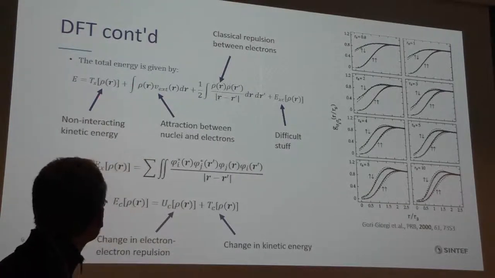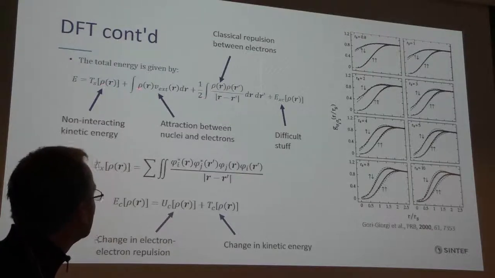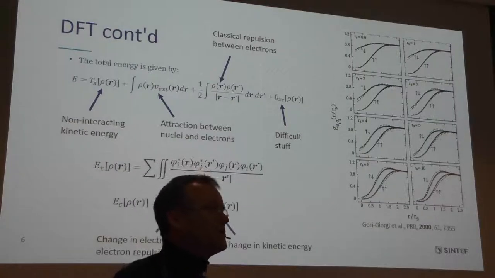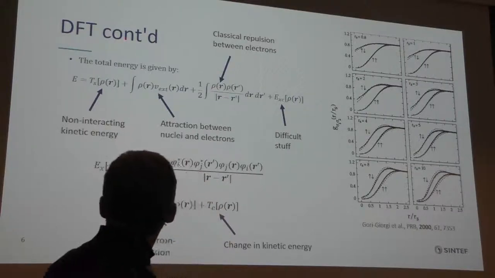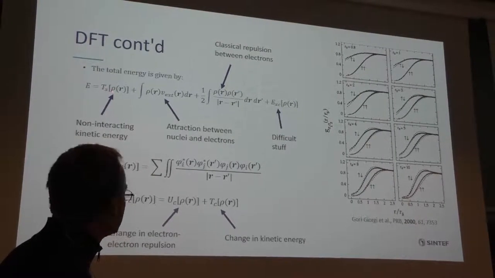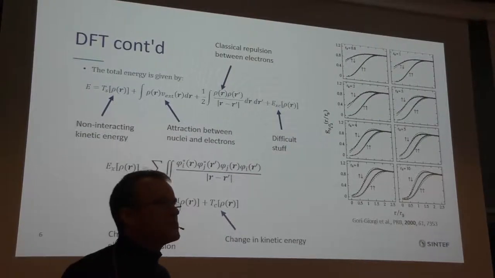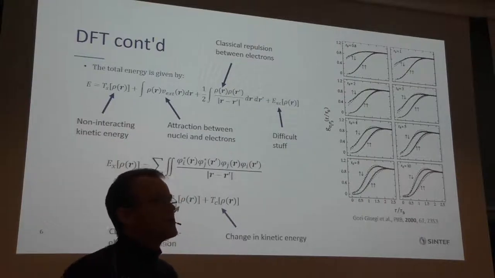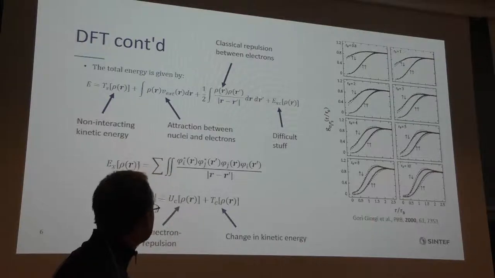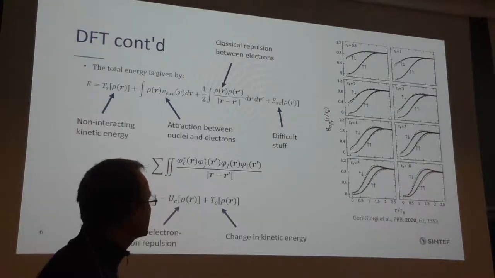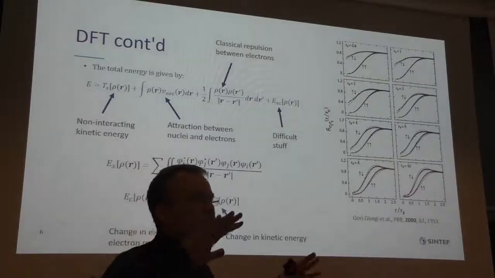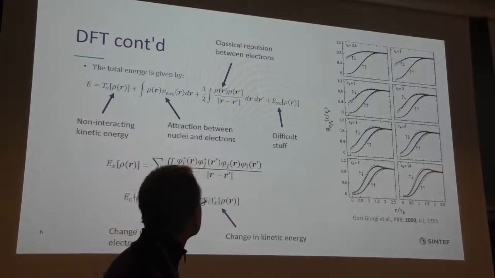So the DFT energy expression follows the thinking of grouping things into large terms that you can compute exactly, and then trying to approximate the small bits. So this, for instance, is what is known as the non-interacting kinetic energy, which is, loosely speaking, the kinetic energy of a Hartree-Fock wave function at this density. And then this is the attraction between the nuclei and the cloud of electrons, which you can also easily compute exactly. And then you have this, which is known as the Hartree term, that's only the classical repulsion between two electron clouds of density rho of r. And that's also easily computable.